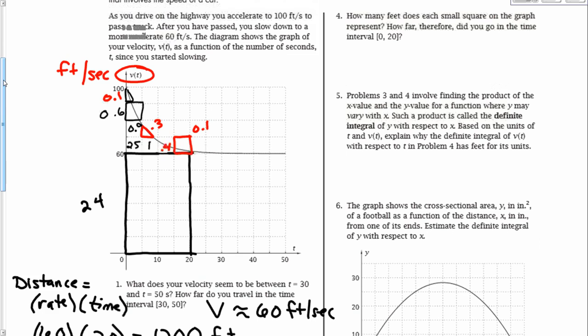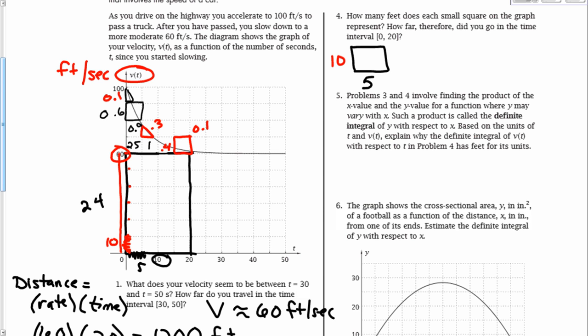Question 4. How many feet does each small square on the graph represent? Okay, so we've got a square on the graph. Let's look at the x or the t value. When I look at one little square on the graph, I need to figure out how far across that is. And all the way up to 10 goes here, which means this little squiggle has to be 5. So I've got a 5 on the x-axis, and let's look at the y-axis. And again, I just want one right here, but I know all the way up to here is 60. And I've got 1, 2, 3, 4, 5, 6 of those, which means each one must be 10.